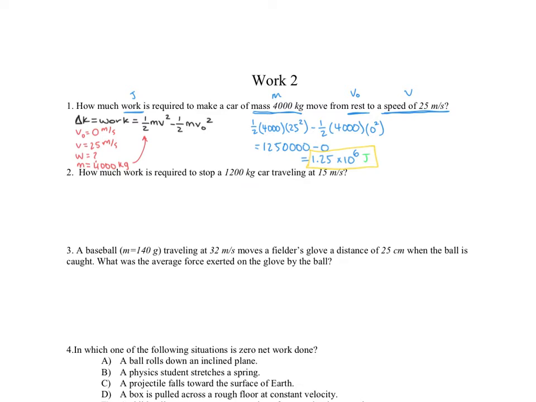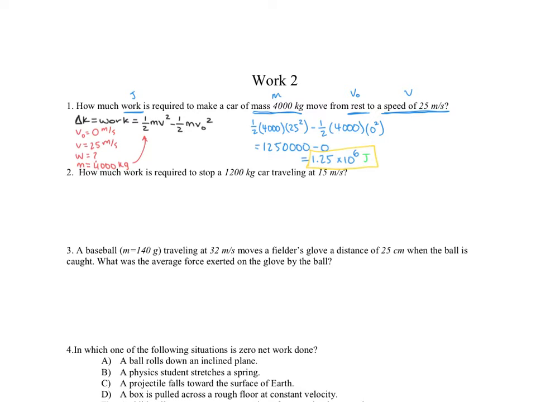So let's quickly review. Initially we underlined what we're solving for and our variables that are given. We are solving for work, which is in joules. We're given mass of 4,000. We're given a v naught of 0, since it starts at rest, and a velocity of 25 meters per second. Since we know that the car is moving, we can go ahead and use our kinetic formula. So that would be 1/2 mv squared minus 1/2 mv naught squared. And once we plug our values in, we get 1.25 times 10 to the power of 6 joules.